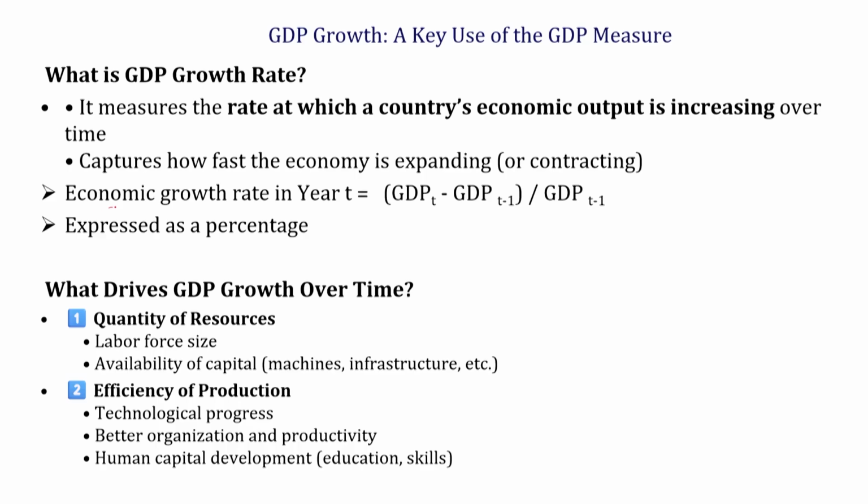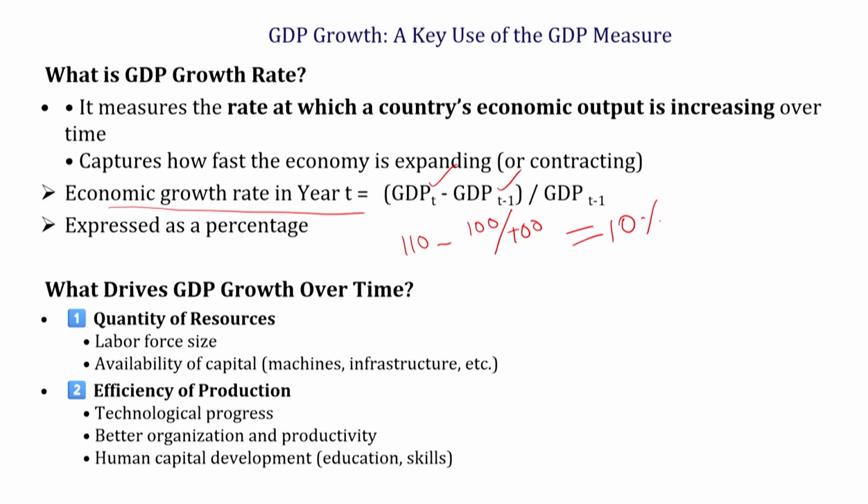I have given you the formula to calculate the economic growth rate. Suppose you want to calculate the GDP growth this year. You need the last year GDP, that is T minus 1, and this year GDP. Suppose last year we produced 100 and this year we produced 110. Then you divide the change by the previous year, that is 100. What you get is 10%. So the GDP growth rate is 10%.